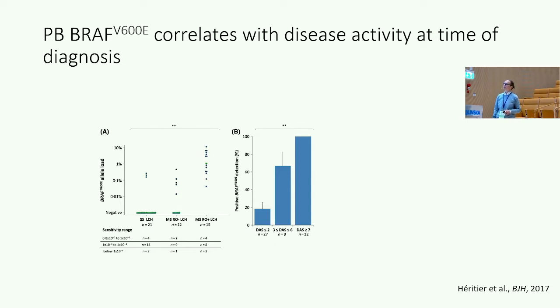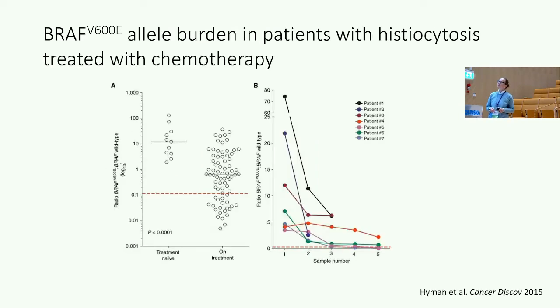This is a paper published by the French who showed the disease activity score and how this correlates with the amount of BRAF in the peripheral blood. And you can see that the more mutated alleles you find in peripheral blood, the higher is the chance that you have a more extensive disease. So you can say at diagnosis, if you have a lot of BRAF, you probably have a more severe disease.